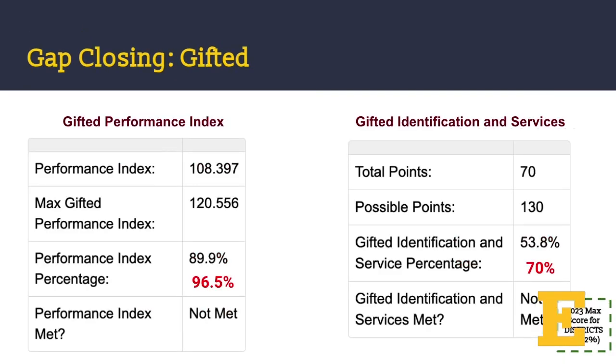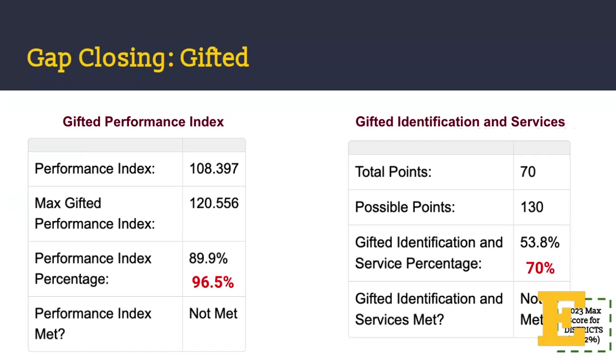Looking a little more closely at the 2 measures that we did not meet, looking at the gifted performance index, again this is just looking at that subgroup of gifted students. So it's a performance index similar to what you would see in the achievement component, where it's a breakdown based on achievement levels. The maximum gifted performance index is 120.556. That's based on the top 2% of performing schools, that 120, just like the achievement component.